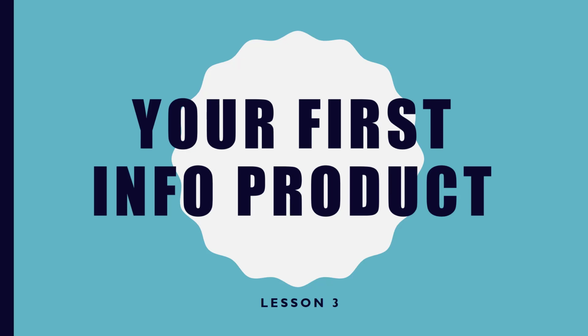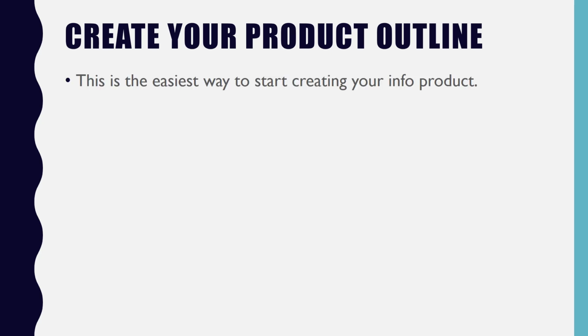This is lesson number 3 of your first info product. And in this lesson, we are now going to go over how to create your product outline. I like to call this the winning product outline formula because I have used this exact strategy to create my product outlines. This is the beginning point for every single one of my info products. I always start with a product outline.